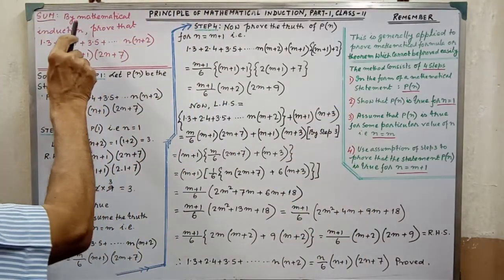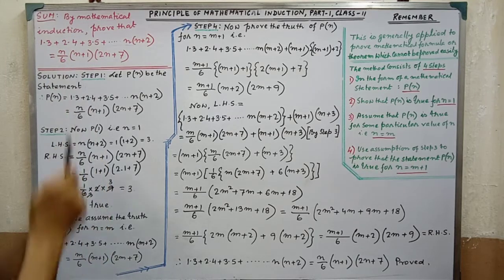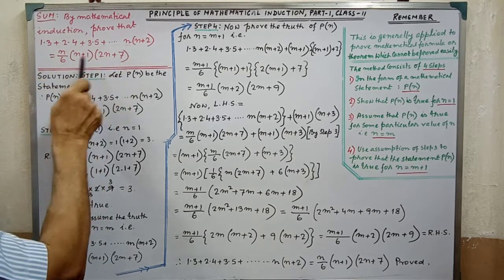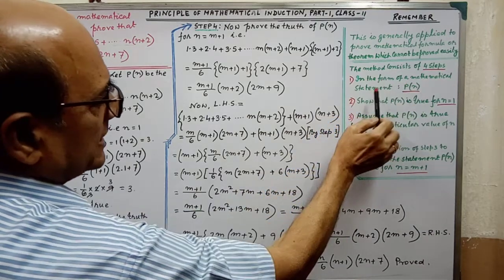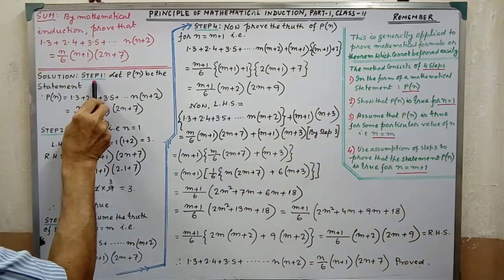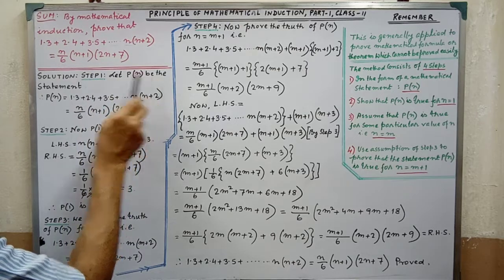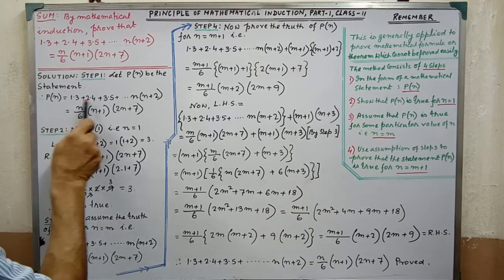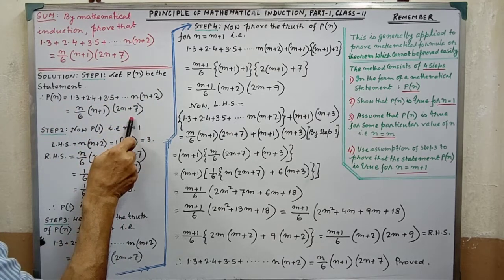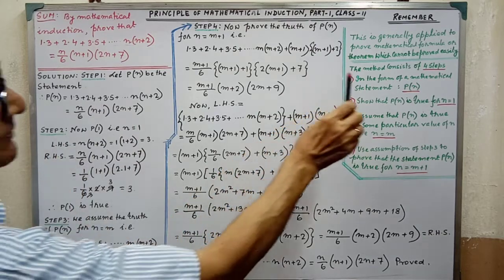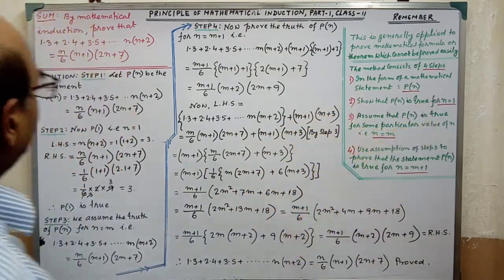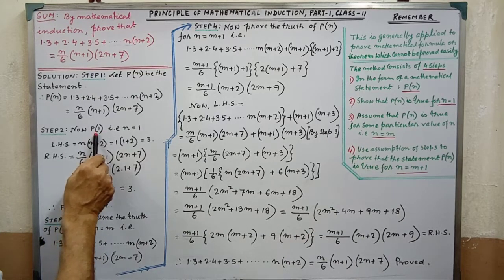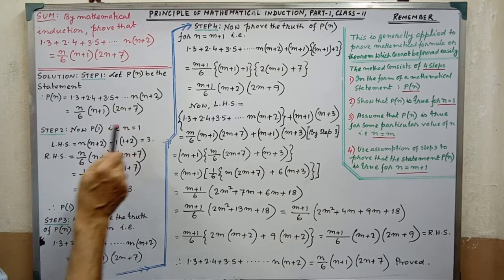One sum: by mathematical induction, prove that this equals this. First, we have to write this in the form of a mathematical statement. That is step 1: let Pn be the statement. Then Pn equals this statement. Then step 2: show that Pn is true for n equal to 1, that is P1.